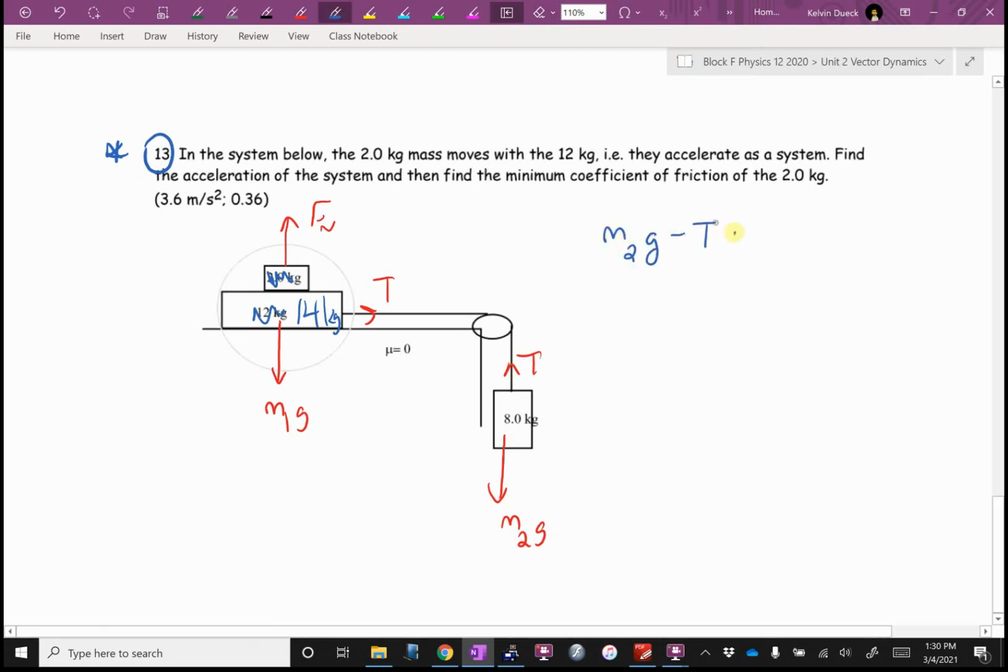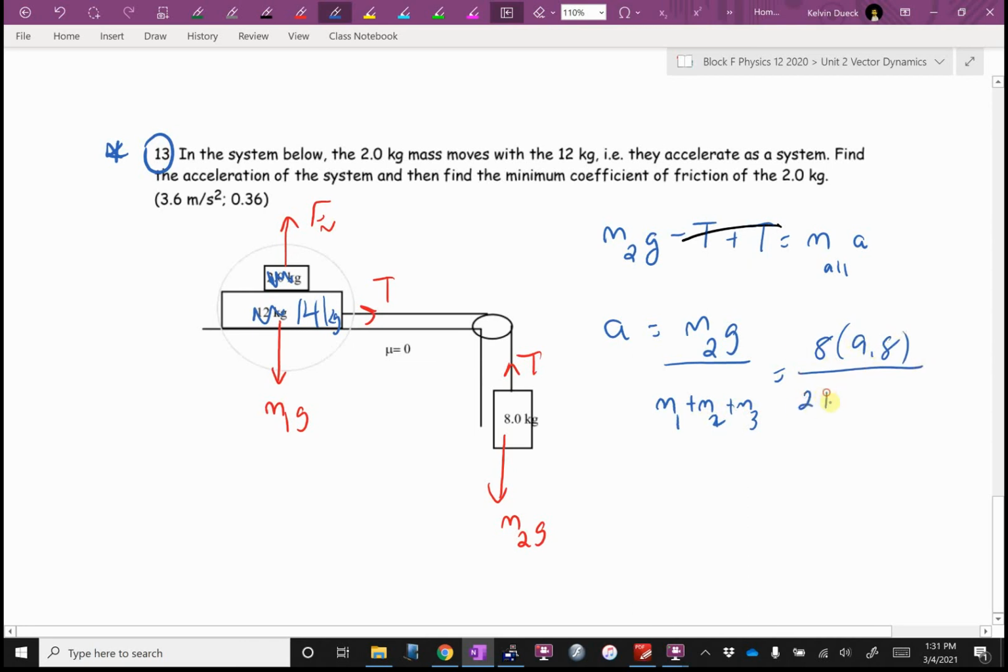And so I'll end up with M2G minus tension plus tension equals M all A. Tension cancels. A ends up being M2G divided by M all, which is going to be M1 plus M2 plus M3. It's going to be 8 times 9.8 divided by 2 plus 12 plus 8.